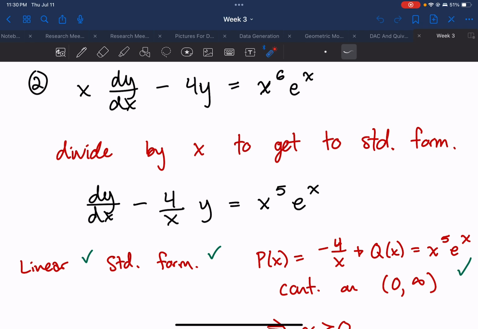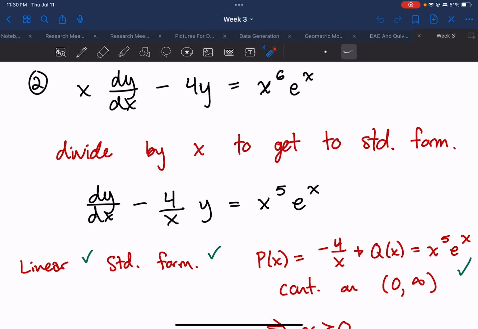So what do I do? Well, I need to have it in standard form, so I'm going to divide everywhere by x. And I get dy/dx minus 4 over x times y equals x to the 5th e to the x. Now in this case, my p(x) is equal to negative 4 over x.